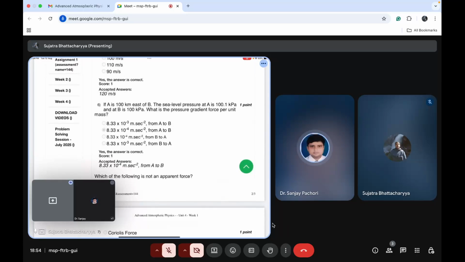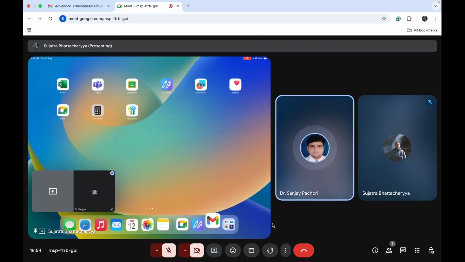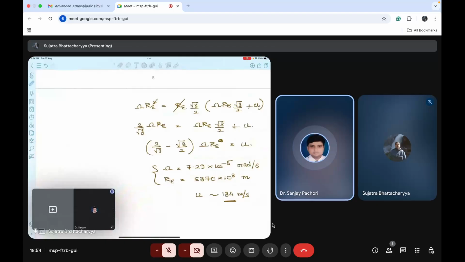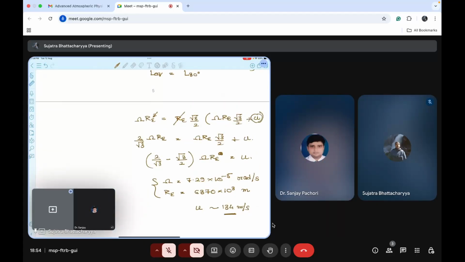This question is, yeah, sure. Tell me. Yes, this u is the air velocity. Air velocity. Yes, yes.